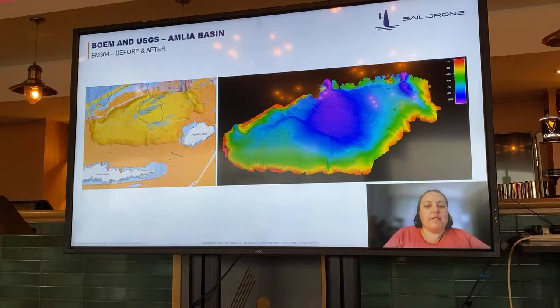The Amalaya Basin area was a little bit easier after we learned some of those lessons in the Manuka Pass region. We were able to plan lines a little bit more efficiently. We had a little bit deeper area here, the bottom of the basin being around 1,000 meters. We had a little bit wider line spacing, which is really more the kind of depth that EM304 was designed for.